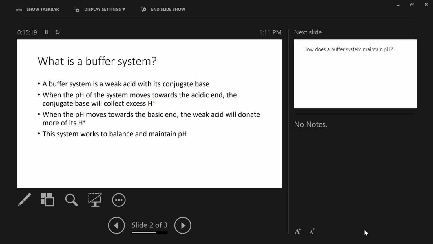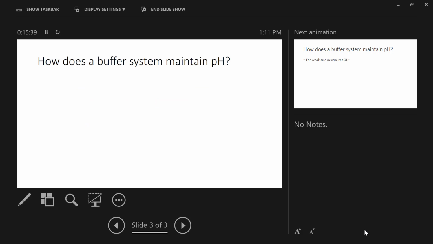All right. So what is a buffer system? Just write C first point. This is the way we answered it 2 weeks ago. This is the way we will continue to answer it. C first point. And that's what a buffer system is. And so the next question is, how does a buffer system maintain pH?